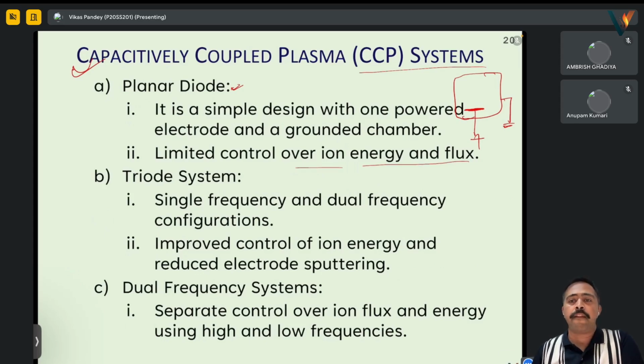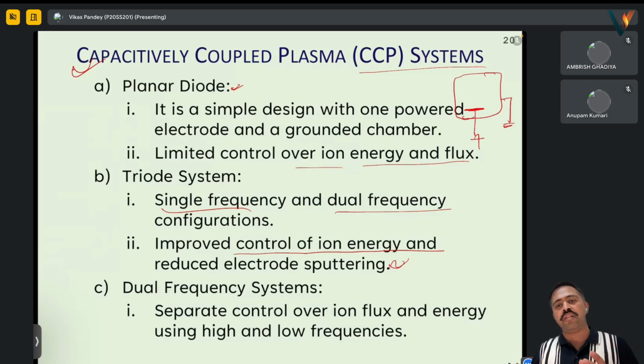Then comes the triode system, where it can have a single frequency and dual frequency configuration. In this case, improved control of ion energy is possible and reduced electron sputtering. So electrons will not scatter too much. We can control that. Then there are dual frequency systems.